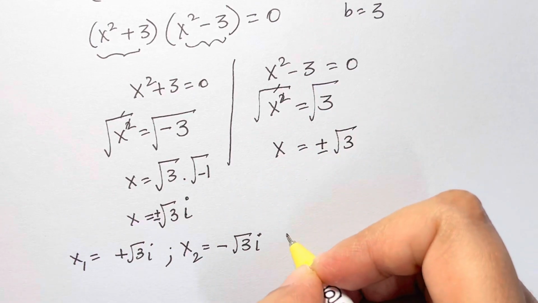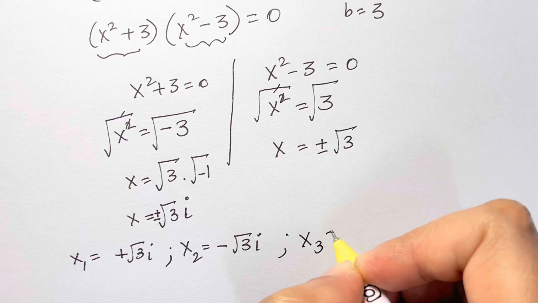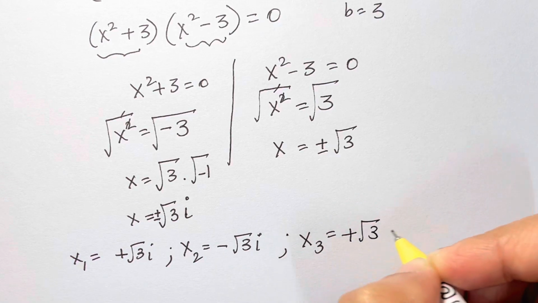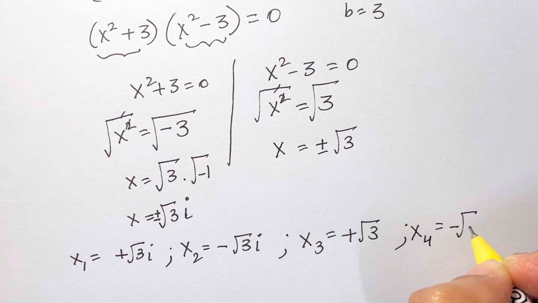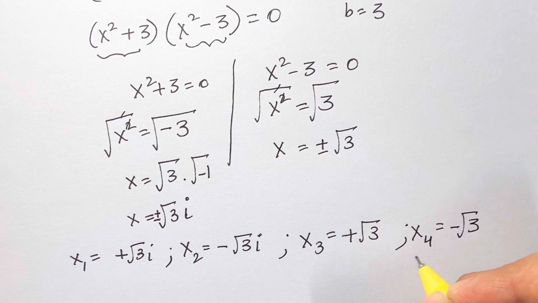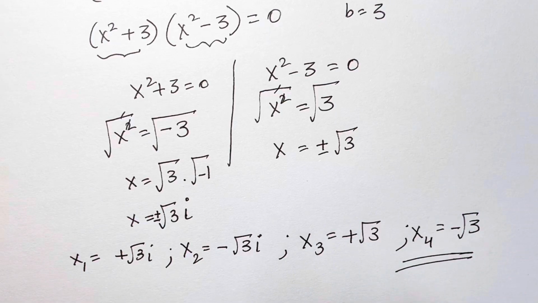So here you have another two values. x3 is plus root 3 and x4 is negative root 3. These are the four values for x which we got.